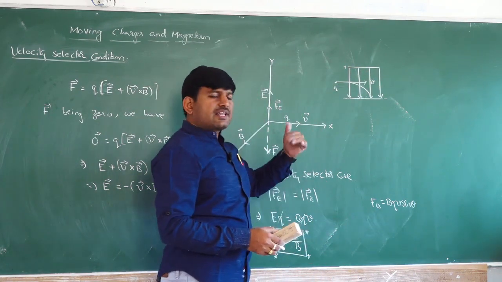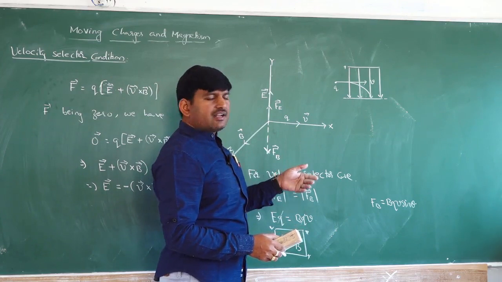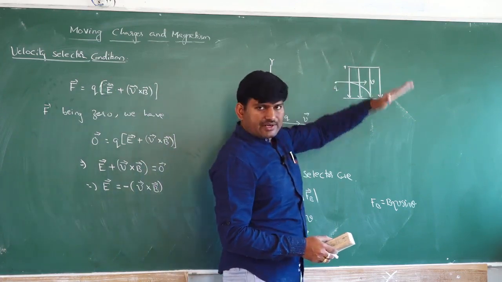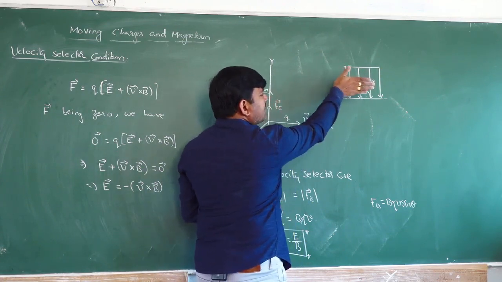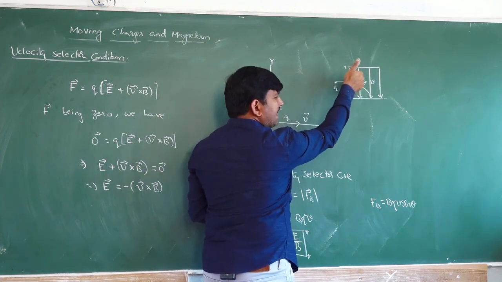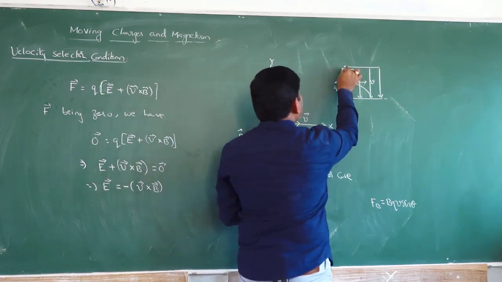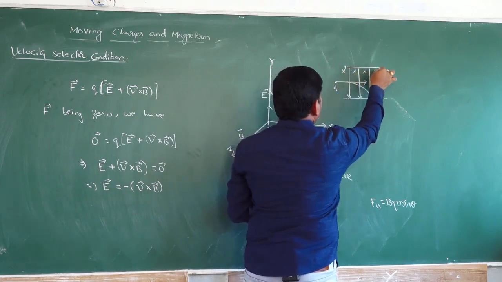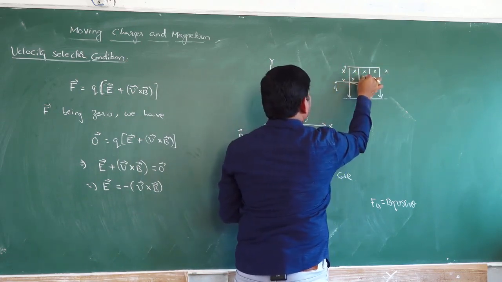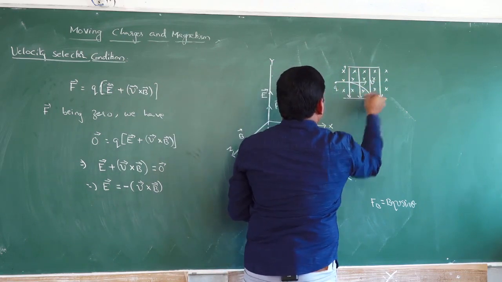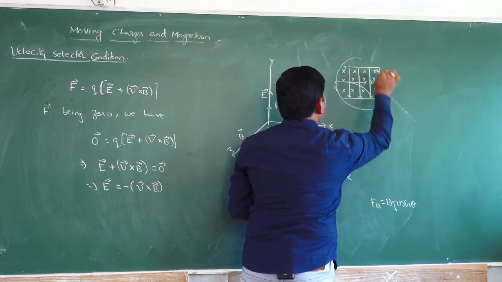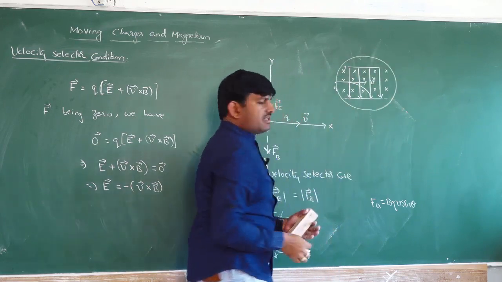Now, I should select the magnetic field in such a way that the magnetic force is acting in the upward direction. Magnetic force should be upward means, this is the velocity vector, the magnetic field should be directed into the board. Suppose this is the magnetic field. I am indicating the magnetic field with a cross, into the board. So, this is said to be the velocity selector condition case.